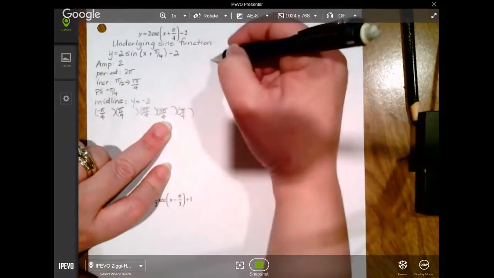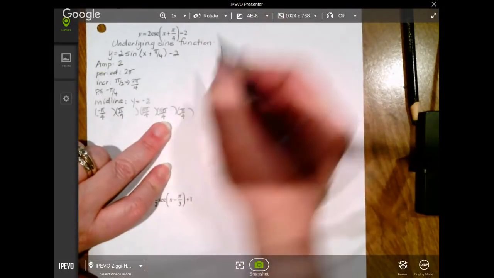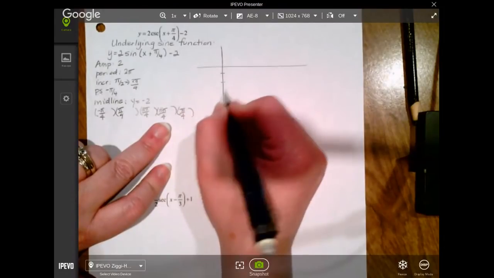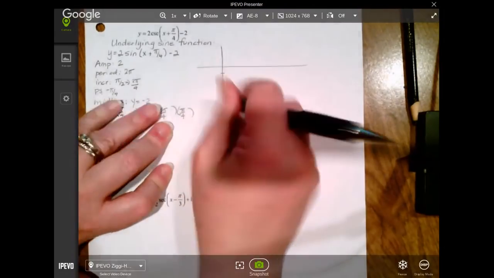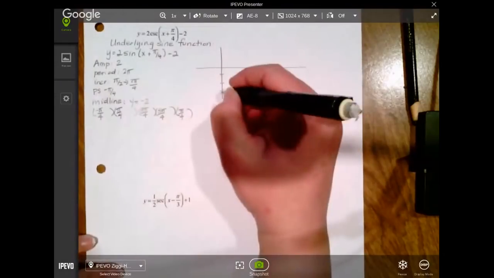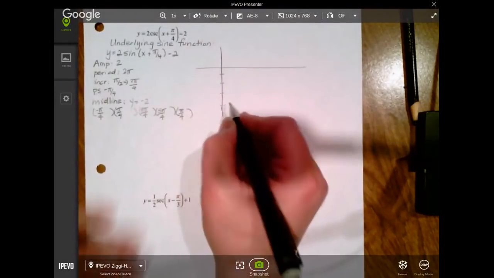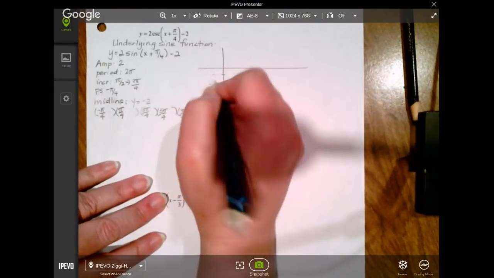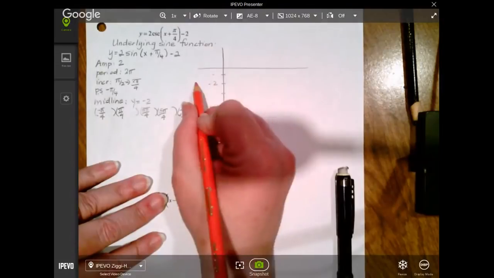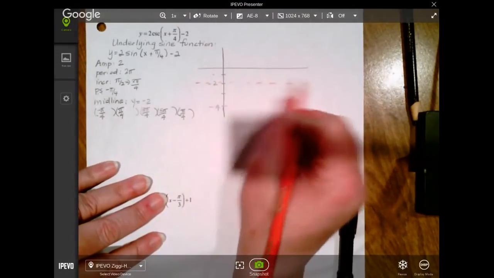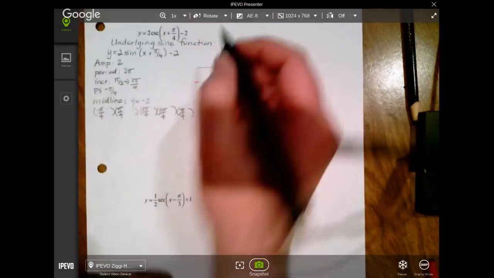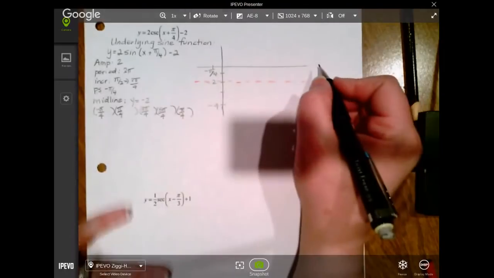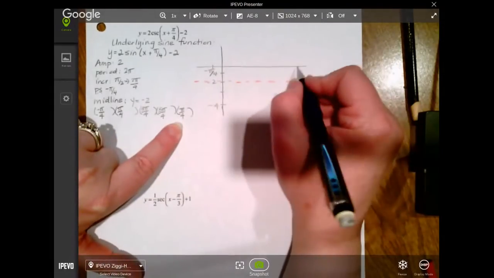So let's graph our underlying cosine with a -2 midline, and so I'm going to have to go down all the way to -4. I should make that a little bit more even. This is going to be -2, right? And so my midline is going to be at -2. And my phase shift starts at negative pi over 4, and I'm going to end at 7 pi over 4.